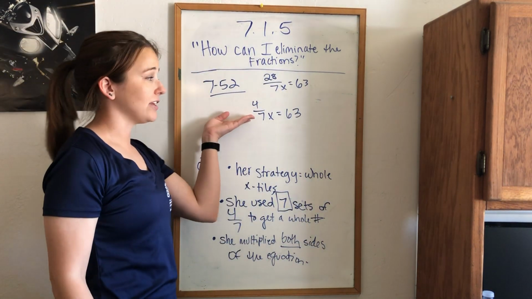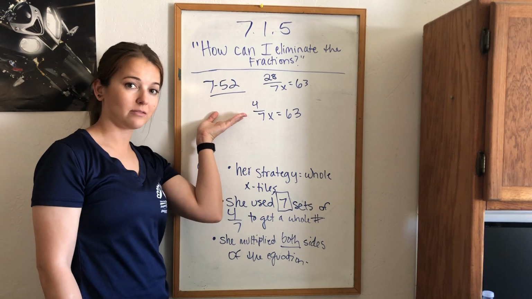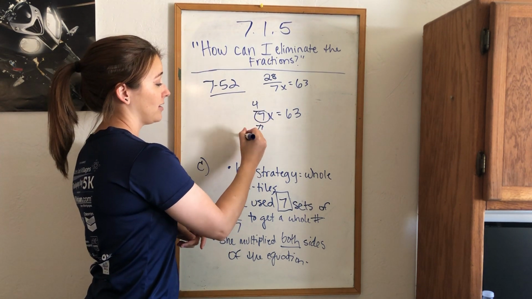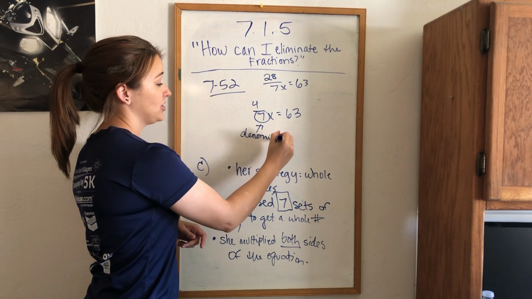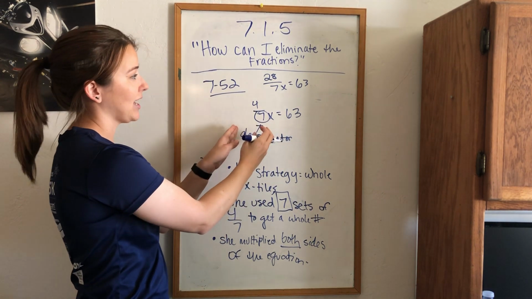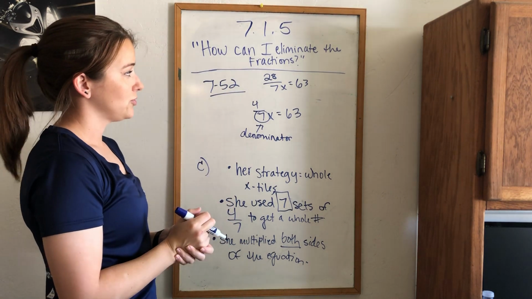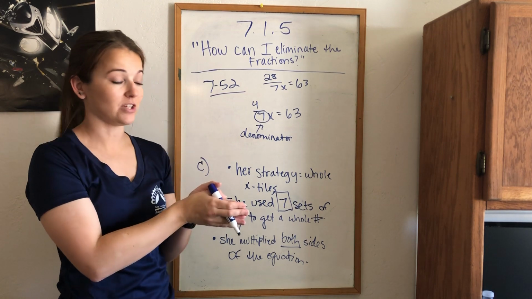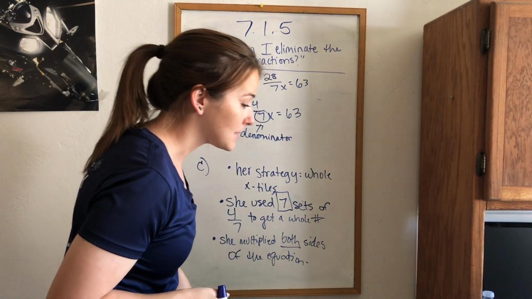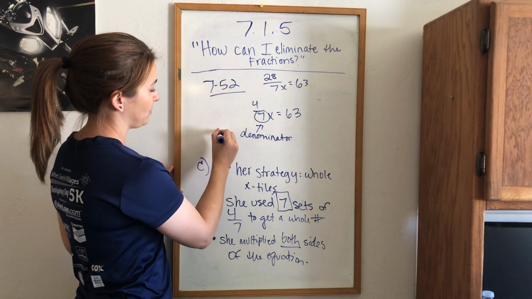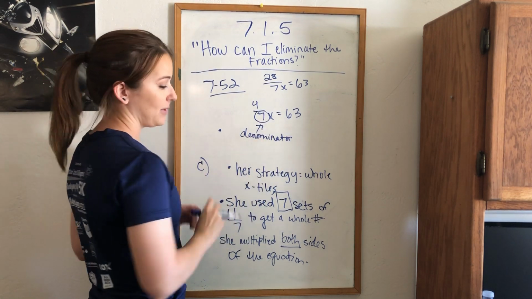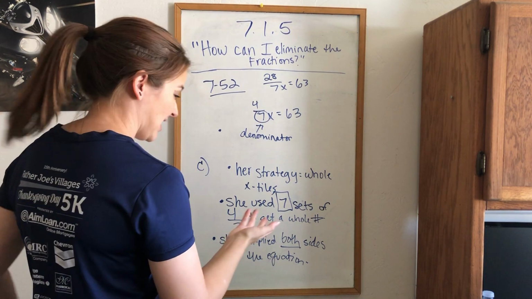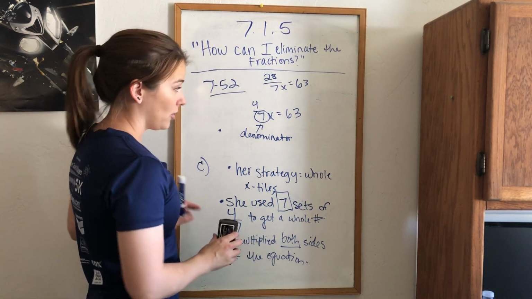So where do we see 7 in this equation? Well, it's right here. It's our denominator. So it's the fraction's denominator that she multiplied the equation by to make it easier to solve with a whole number coefficient. So the last bullet point would be 7 is the denominator of our fraction, 4 sevenths. It's the same thing she used to multiply. Okay.